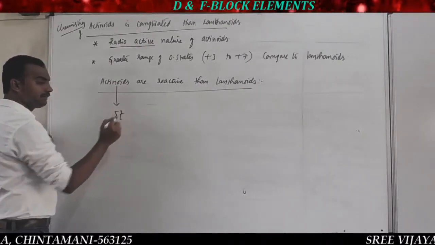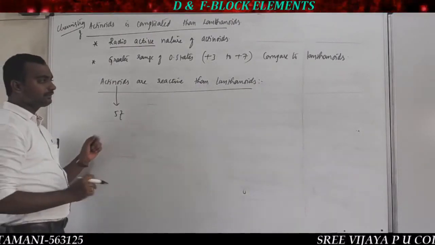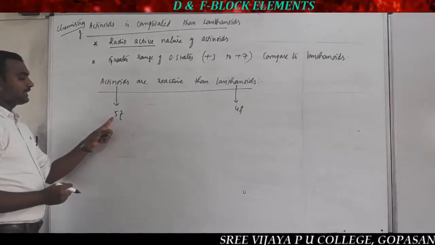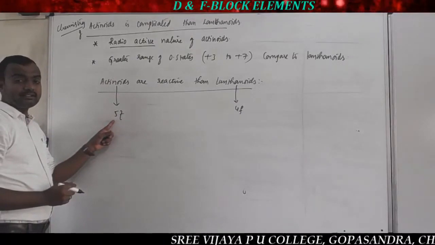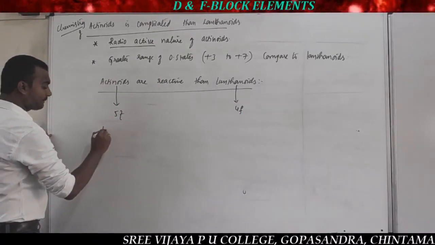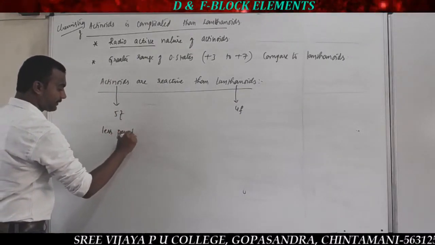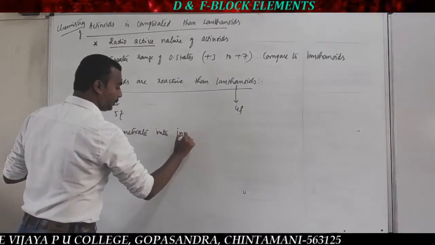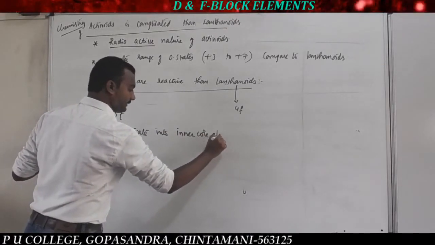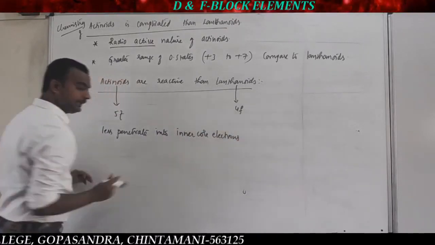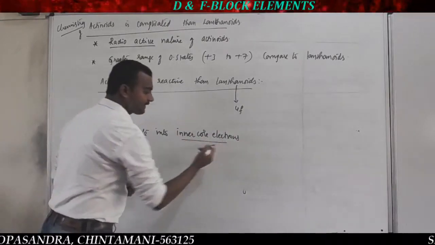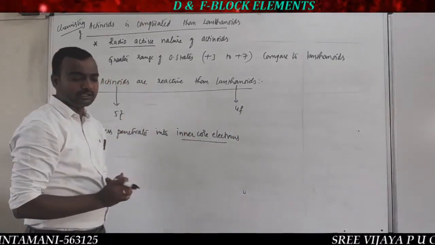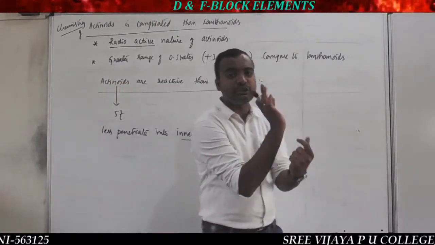Electrons fill up 5f orbitals in the case of actinides, but in the case of lanthanides electrons fill up the 4f orbitals. So these 5f electrons, as electrons have entered the 5f orbitals, are less penetrating into inner core electrons. Inner core electrons means inner shell electrons. Penetration effect means closeness to the nucleus.